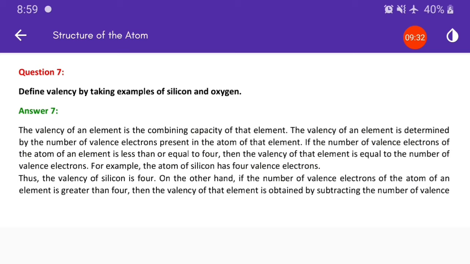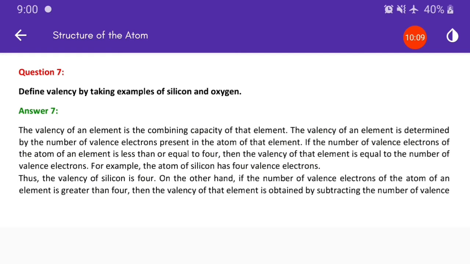The valency of an element is the combining capacity of that element. The valency of an element is determined by the number of valence electrons present in the outermost shell of the atom of that element. If the number of valence electrons of the atom of an element is less than or equal to 4, then the valency of that element is equal to the number of valence electrons. For example, the atom of silicon has 4 valence electrons. Thus, the valency of silicon is 4.